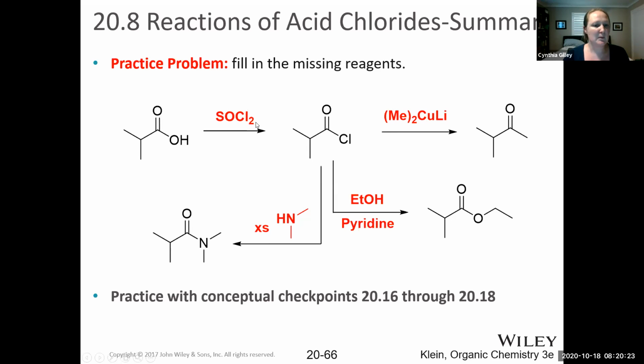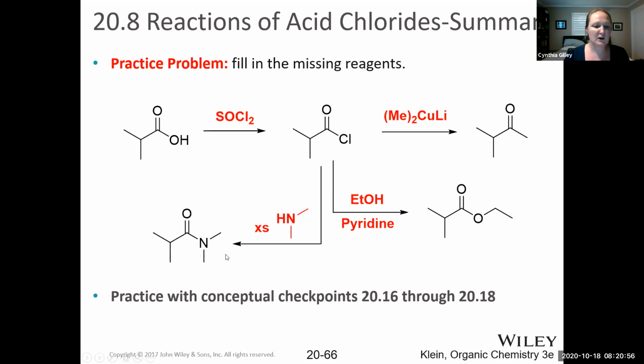Okay, hopefully you came up with the use of thionyl chloride to convert a carboxylic acid to an acid chloride. We're going to use the Gilman reagent to convert an acid chloride to a ketone. And just recall that because I wanted a methyl group here, that's why I put the methyl in the parentheses of the Gilman reagent. From an acid chloride, we can get an ester using an alcohol and commonly an equivalent of pyridine to mop up the HCl byproduct.